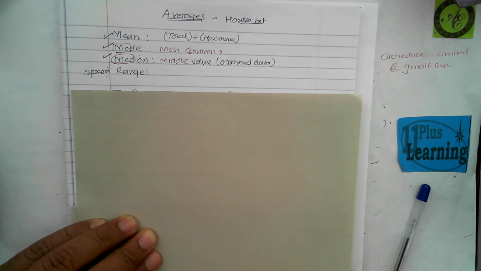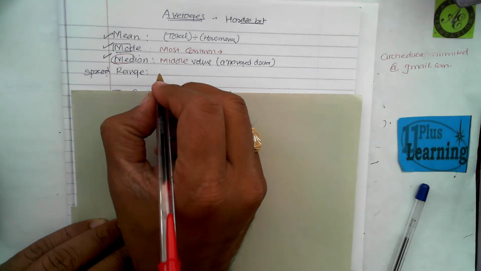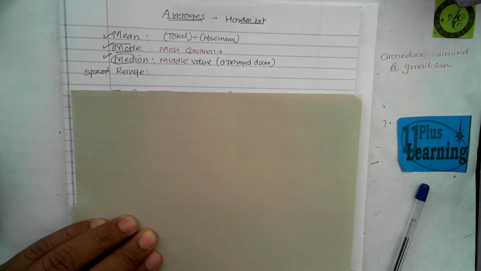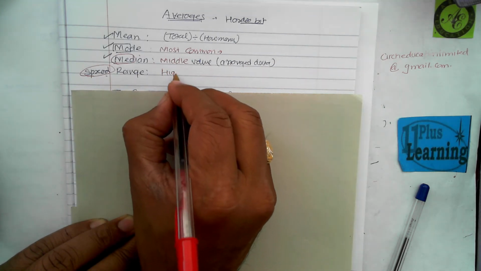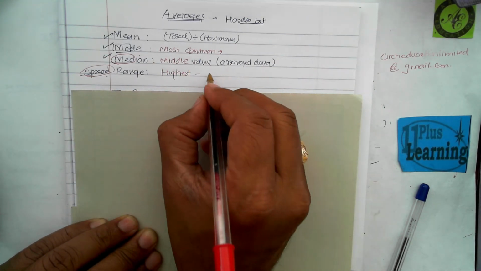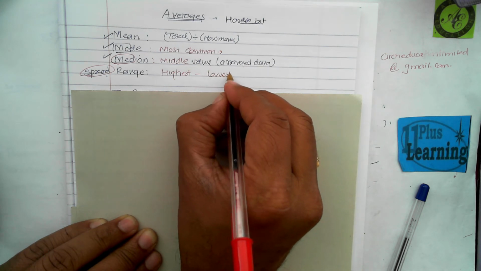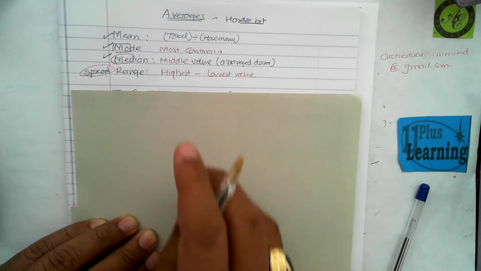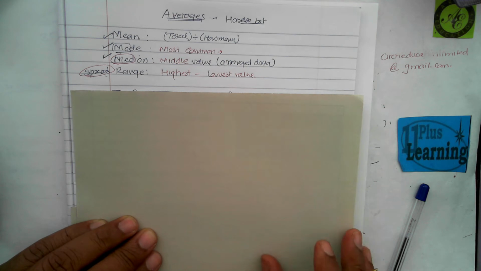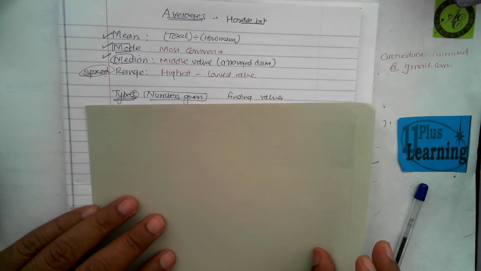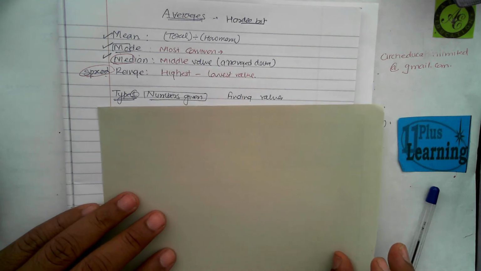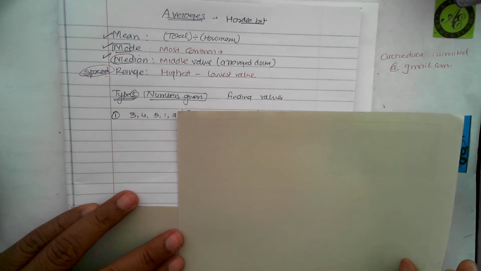Alright guys, range, you should know. Range is how far a thing can reach, how spread the data is. This is the highest value of the data take away the lowest value of the data. So step one, the first type of question is when the numbers are given, and we have to find the values. I'm just covering it up because I've written down 3 questions to save time in the video.